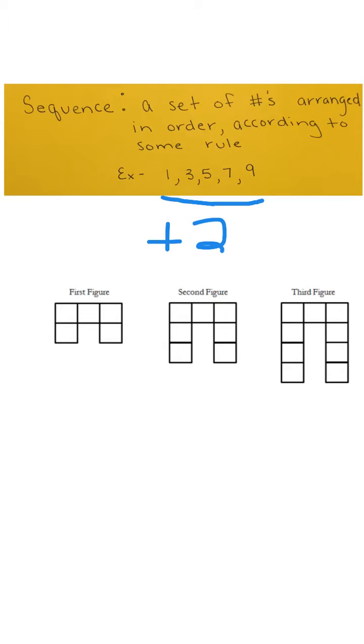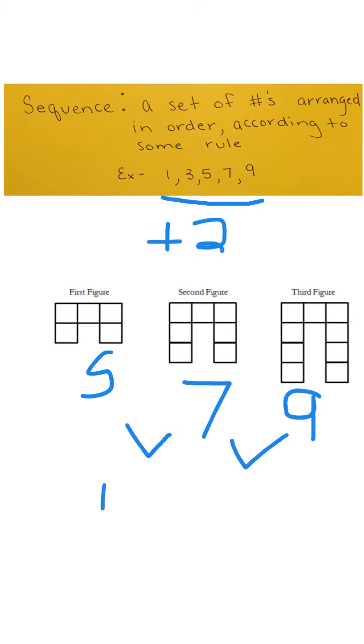In the example below, I have the figures being shown. So here's my first figure, my second figure, and my third figure. So I could count the blocks. In the first figure, I have 1, 2, 3, 4, 5. In the second figure, I have 1, 2, 3, 4, 5, 6, 7. And the third figure, 1, 2, 3, 4, 5, 6, 7, 8, 9. So in my sequence of figures here, I see that I also have a pattern of increasing by plus 2 each time.